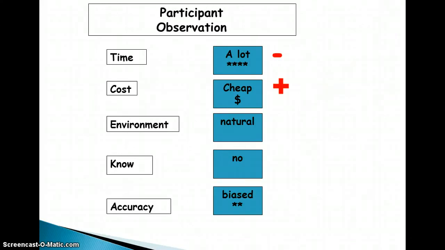Now, as far as advantages and disadvantages, negative or a disadvantage for time because it does take a long time to get accurate results. Cost, that's an advantage because it's really cheap. It's done in their natural environment, so just like natural observation, you get good results, so that's a positive thing. They don't know they're being studied, so that also is a positive thing. And accuracy, it's not really the most accurate method, but it's also probably not the worst either. So therefore, I'm still going to make it a disadvantage.